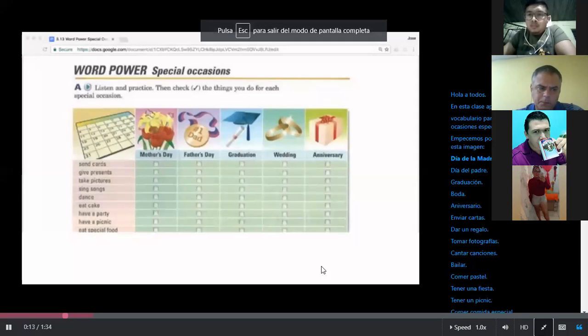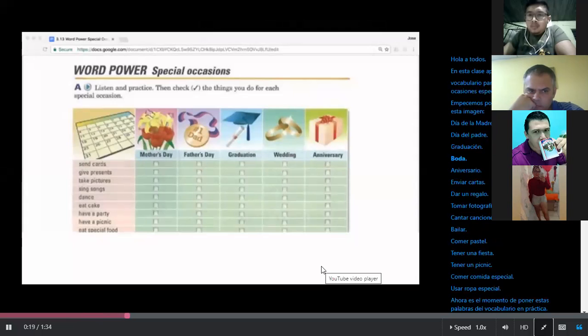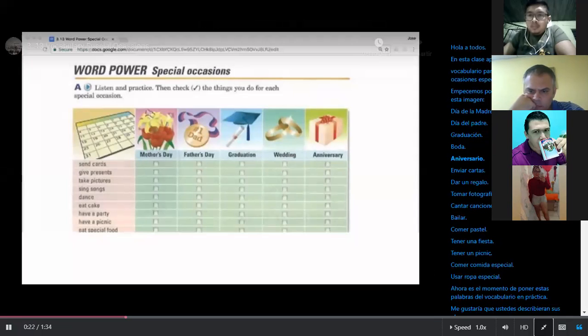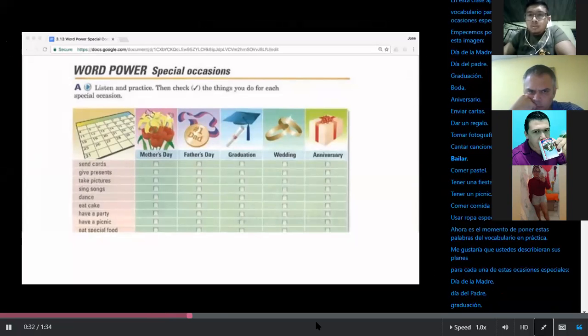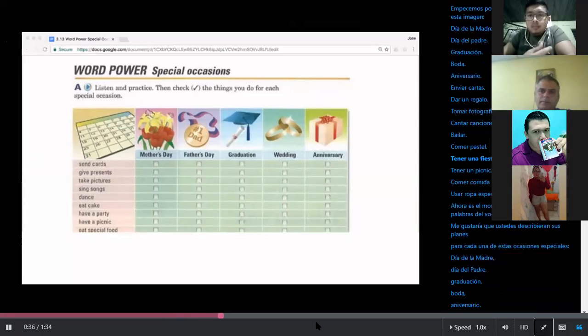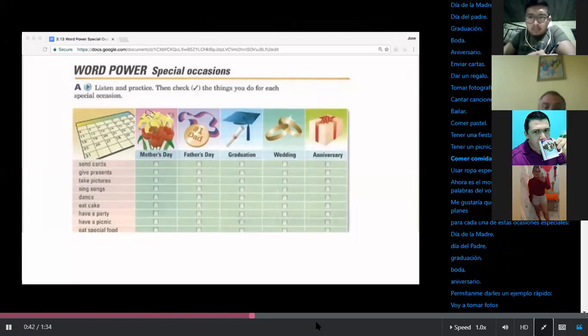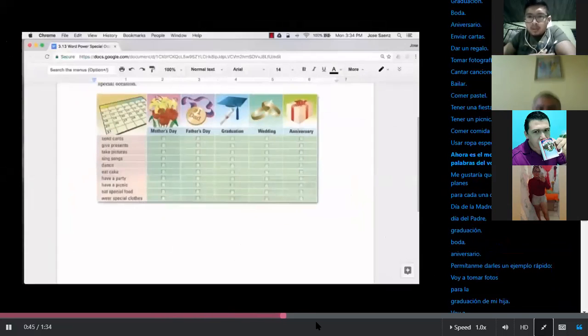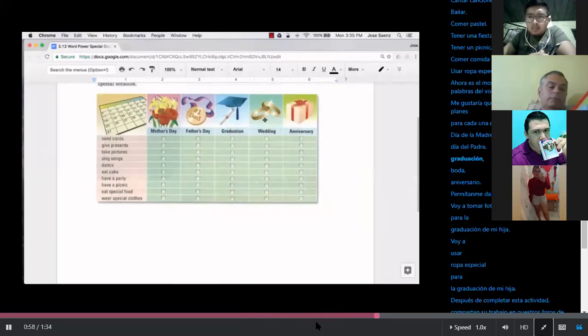Mother's Day. Father's Day. Graduation. Wedding. Anniversary. Send cards. Give presents. Take pictures. Sing songs. Dance. Eat cake. Have a party. Have a picnic. Eat special food. Wear special clothes. Now it's time to put these vocabulary words into practice. I would like for you to describe your plans for each of these special holidays. Mother's Day, Father's Day, graduation, wedding, anniversary.